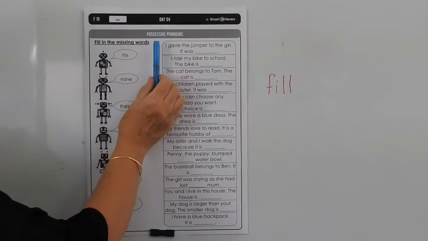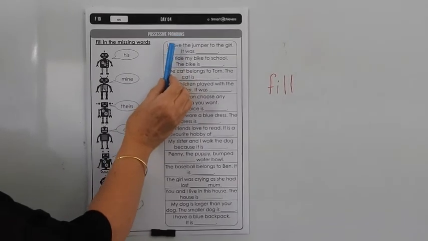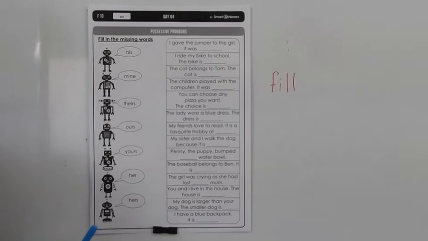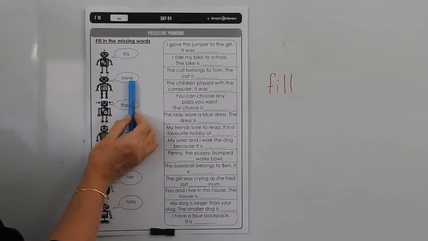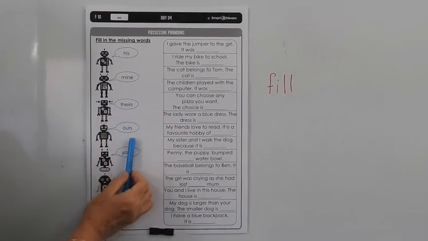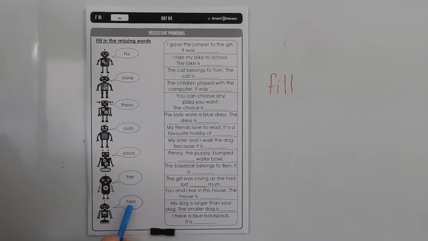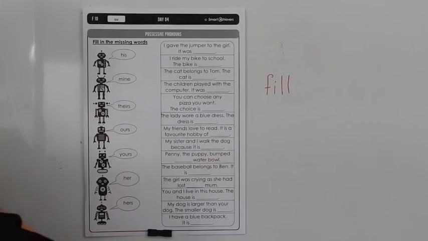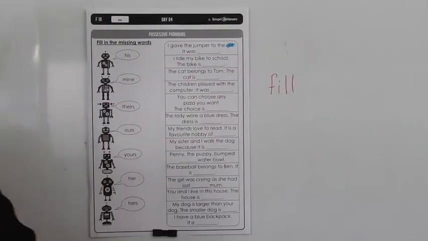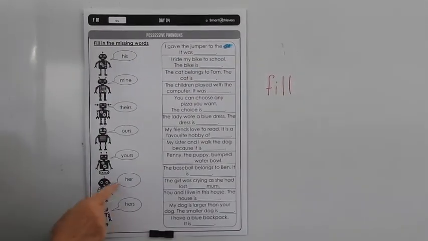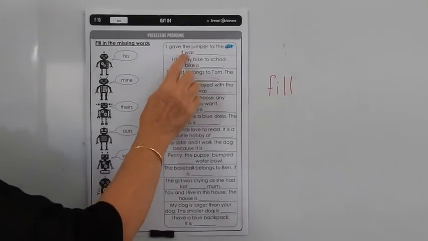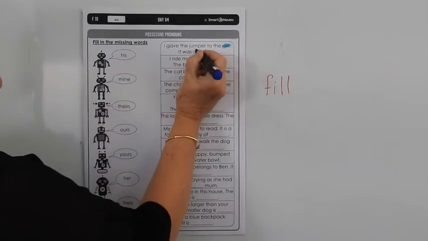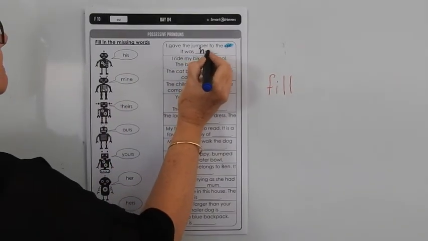F10, day 4, we're talking about possessive pronouns. These are words that we can use instead of the person's name. So we can use his, mine, theirs, ours, yours, her, hers. So I gave the jumper to the girl. So it's about a girl. So it was her, no, it was hers. So you have to write in the missing word there.